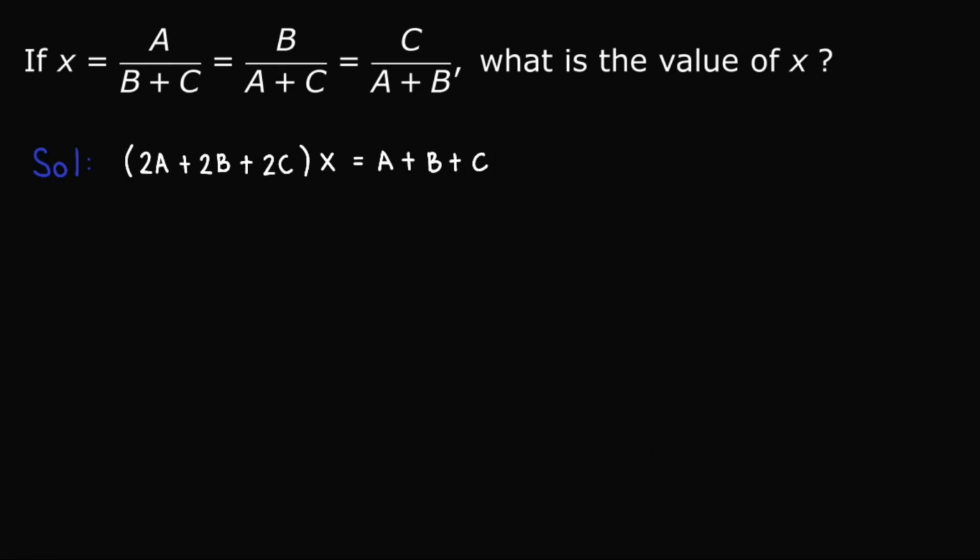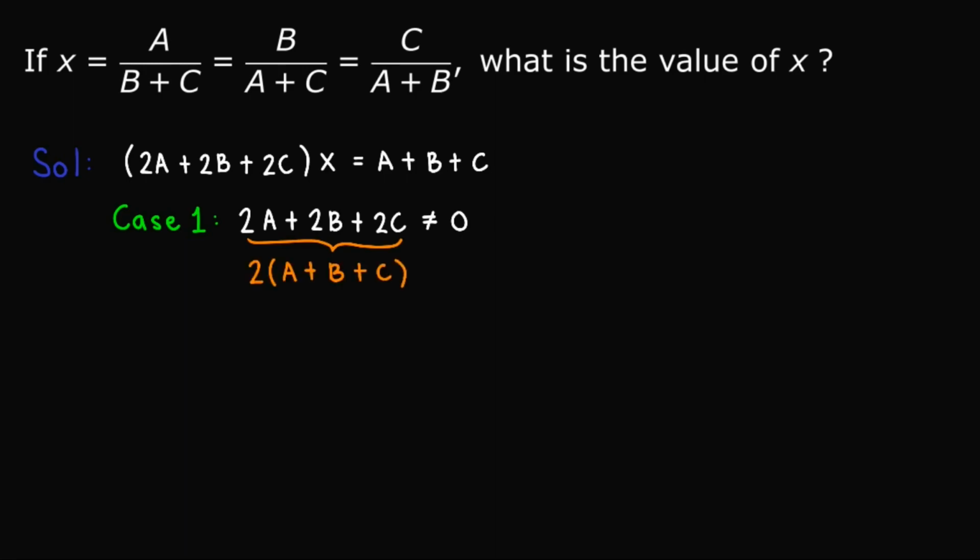So let's start with our first case, case 1. So we have 2a plus 2b plus 2c is not equal to 0. Since we know that 2a plus 2b plus 2c can be written as 2 times a plus b plus c, then it follows that for this to be true, a plus b plus c must also not be equal to 0. So we'll be using this in finding the value of x for this case.